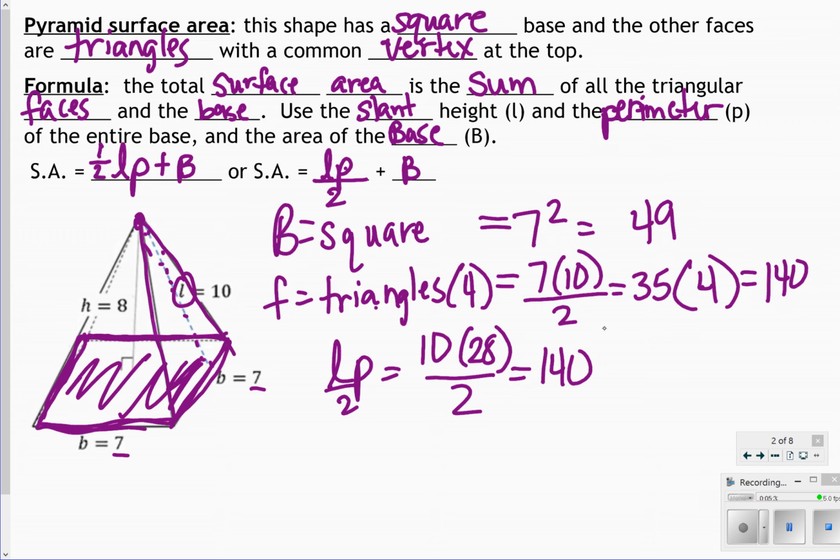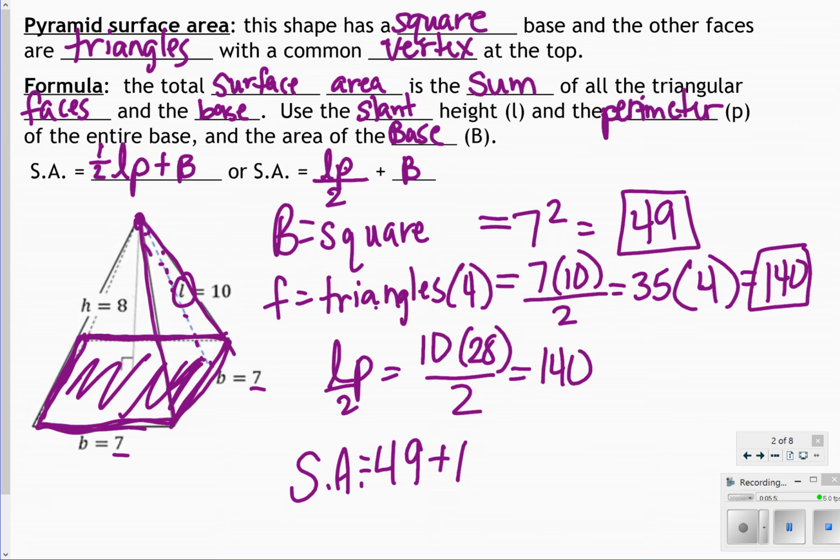So there I showed you 2 different ways to get the same value. So we need our base, and we need to know the side triangular faces. So we need these 2 values, and we're going to add them together. So our total surface area is 49 plus our 140, and we would get that it's 189.